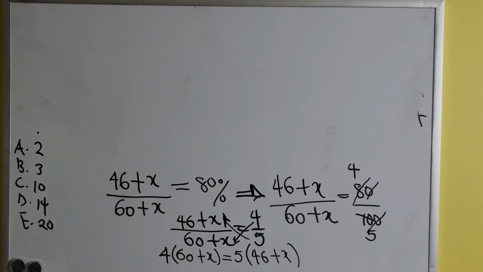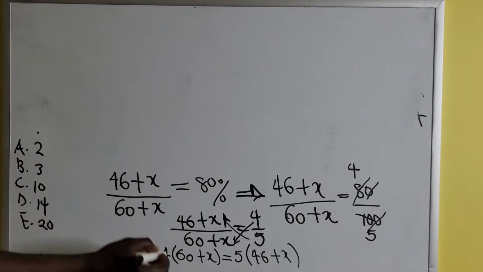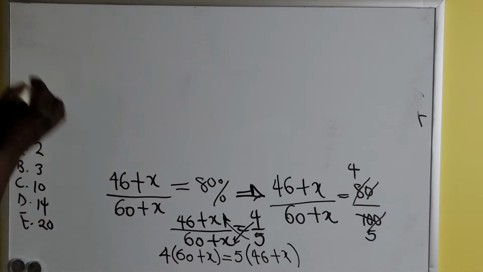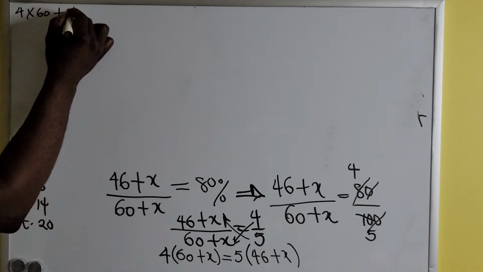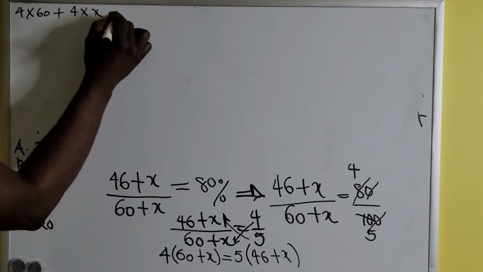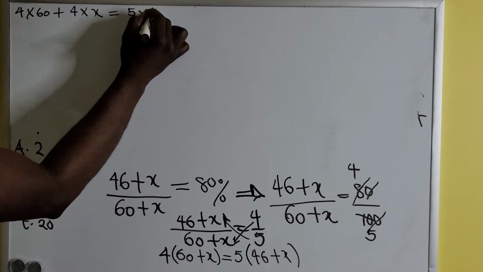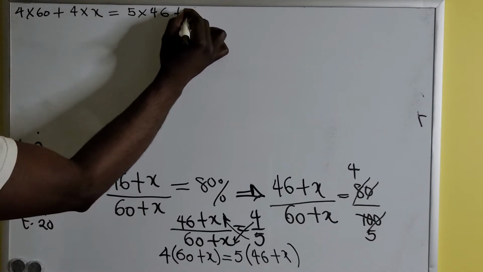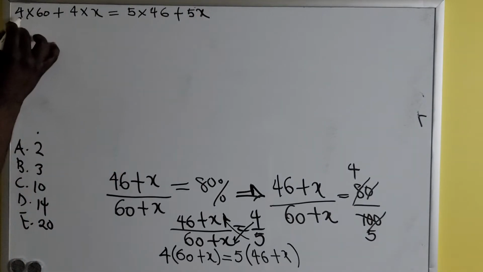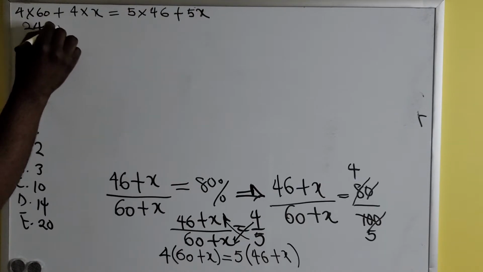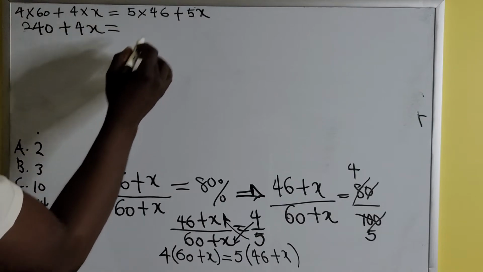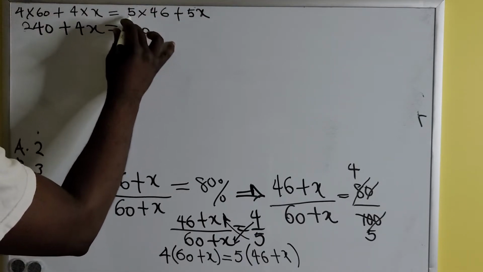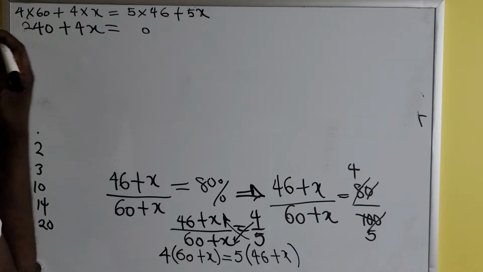So if you expand that, you have 60 times 4, which is 4 times 60, plus 4 times x, is equal to 5 times 46 plus 5 times x. That's what that means. So if you do that, 4 times 60 is going to be 240. So we have 240 plus 4x is equal to 5 times 46. 5 times 40 is 200, 5 times 6 is 30, that's 230.